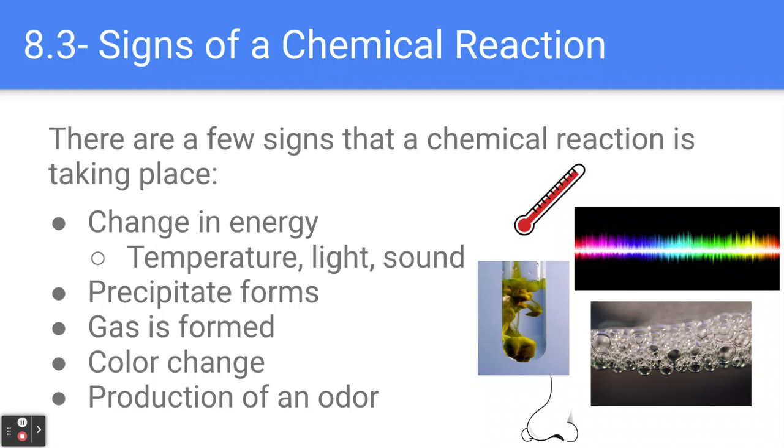A precipitate forms. That's this kind of yellowish, brownish color. A precipitate just means a solid forming in a liquid. Gas being formed. You could have a color change, or you could have a production of odor.